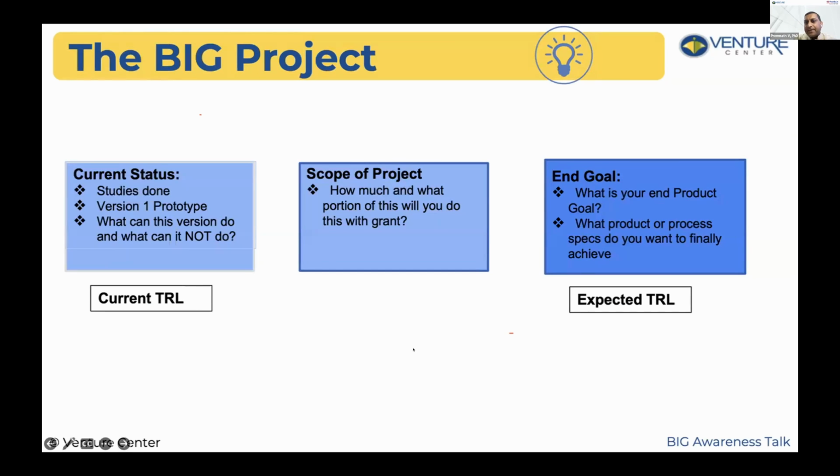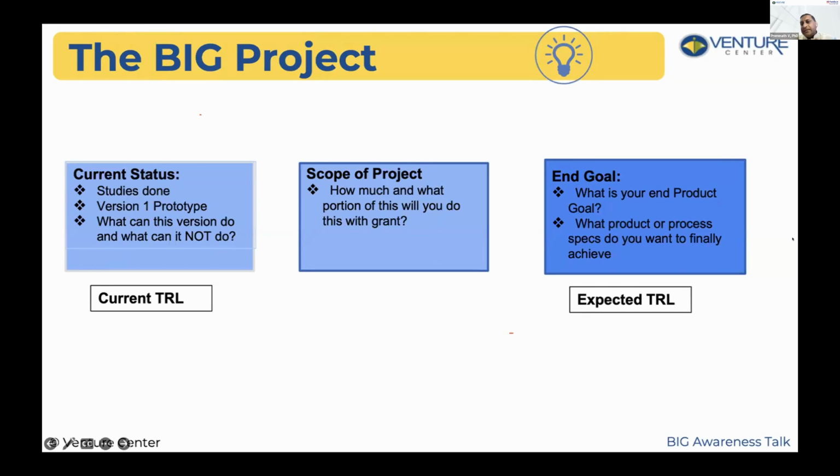The BIG project itself, as I told you, one way to think about it is that here is your current status, right? You would have done some studies. There'll be a version 1 of your prototype or some alpha prototype or some early experiments, right? And you should know what it can do and what it cannot do today, and what you wish to demonstrate as proof of concept or proof of value. And the end goal. So you take the left side first and then the right side, which is where you want to be 18 months from now.